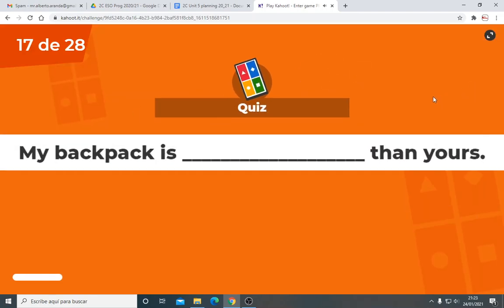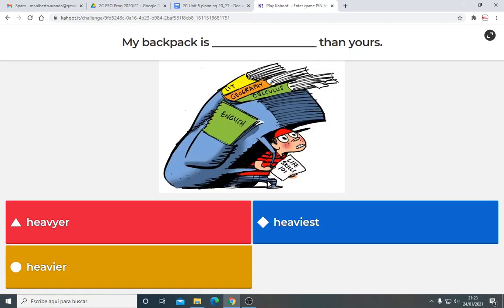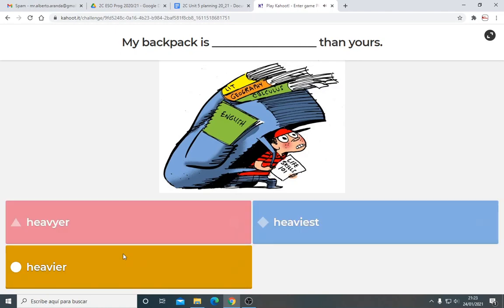Alright. Oh, it's taking a bit long, this one. My backpack is heavy, 2 syllables, but ends in Y. When it ends in Y, it takes EST or ER. We've got than, this is comparative, so is heavier than.